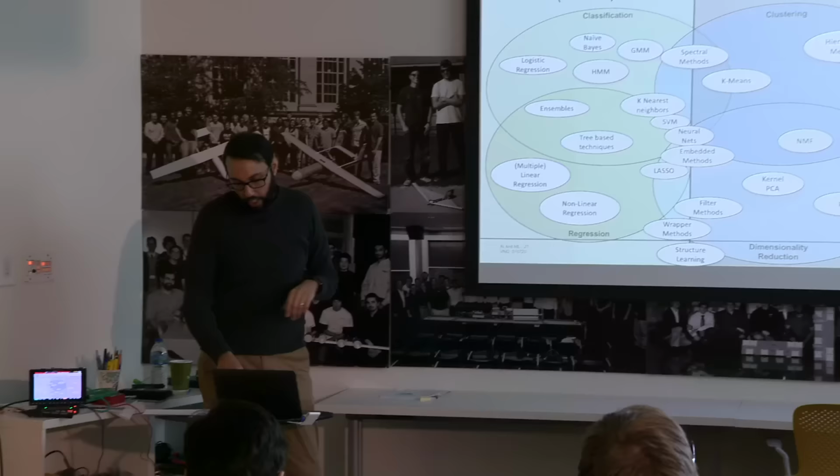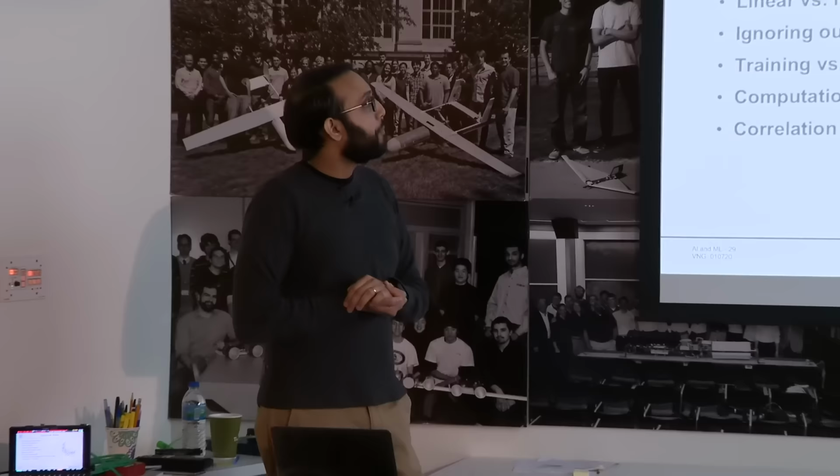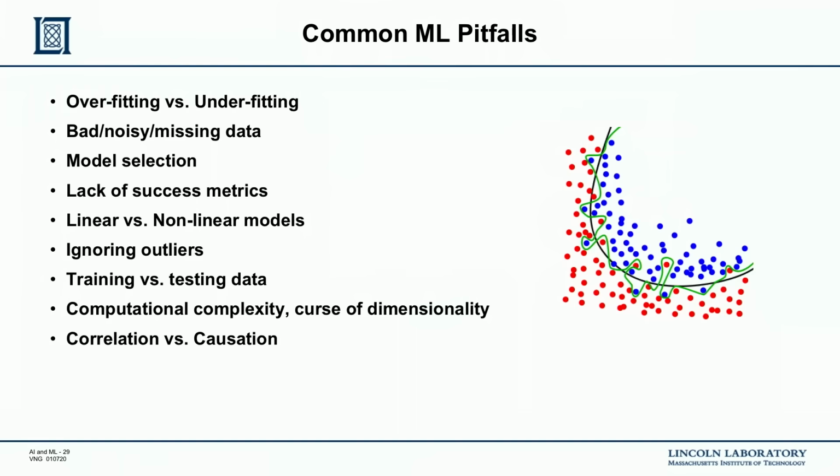And the thing to remember when you're using machine learning is that there are some common pitfalls that you can fall into. An example of that would be overfitting versus underfitting, where you come up with this awesome model that does really, really well on your training data, you apply it to your test data, and you get terrible results.